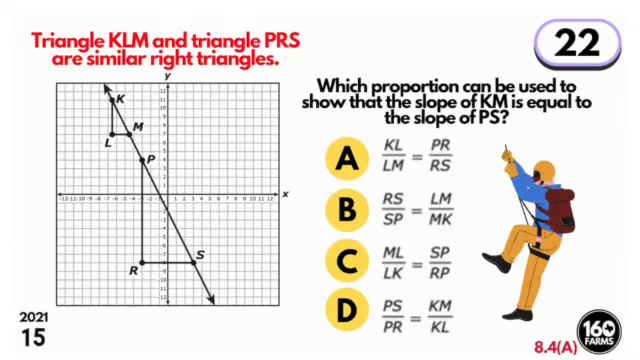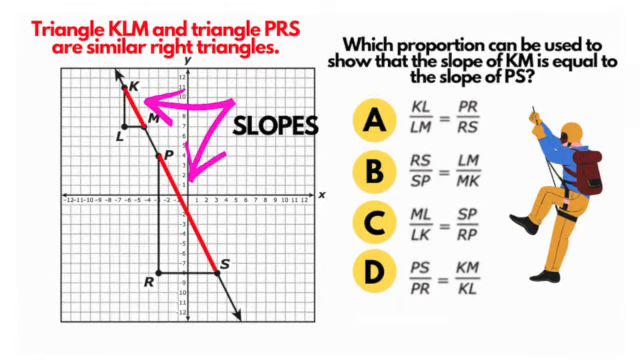Number 15, triangle KLM and triangle PRS are similar right triangles. Which proportion can be used to show that the slope of KM is equal to the slope of PS? We're going to look at these proportions and eliminate our answer choices as we go, but the first thing we want to look at are the slopes of these triangles.